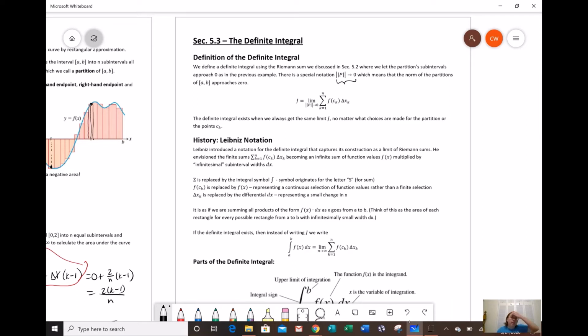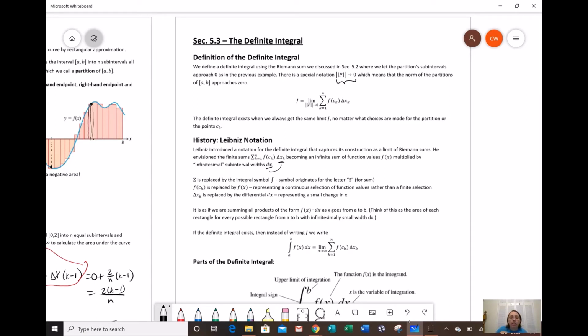So there's a history. I don't know how to say this guy's name correctly. Leibniz notation. Leibniz introduced a notation for the definite integral that captures its construction as a limit of Riemann sums. He envisioned the finite sums becoming an infinite sum of values f of x multiplied by infinitesimal subinterval widths dx. So our delta x that we've been talking about was the width of our rectangles. We're letting that go so small, we're going to start thinking about that as a dx instead of a delta x. They're going to be switching places.